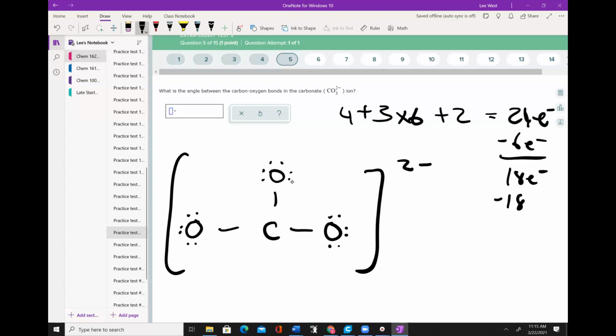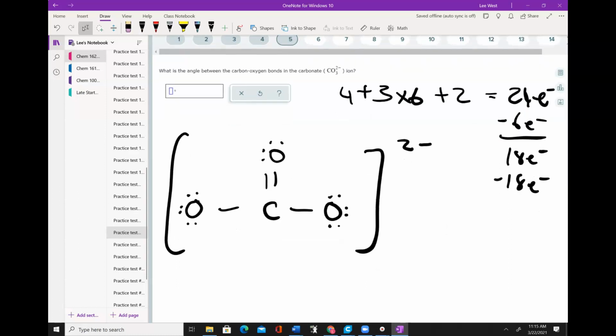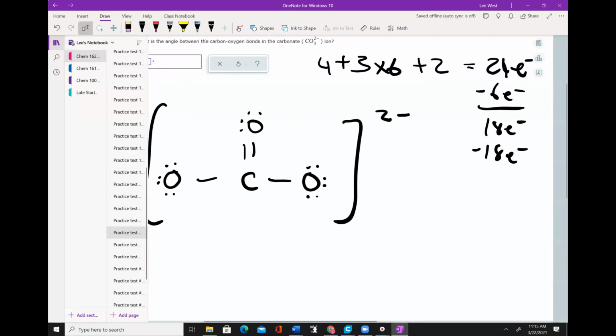And that uses up all 18 electrons. And we can see that we're going to need 1 double bond to complete the octet on the central carbon. And of course, there would be the 3 resonance structures here. All right, but that's not so important. All we have to recognize is what's going on around the central atom here.